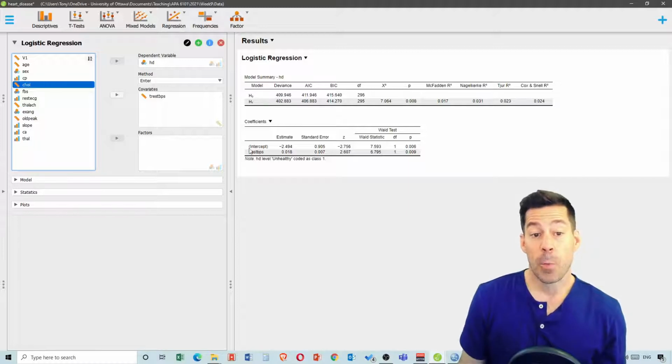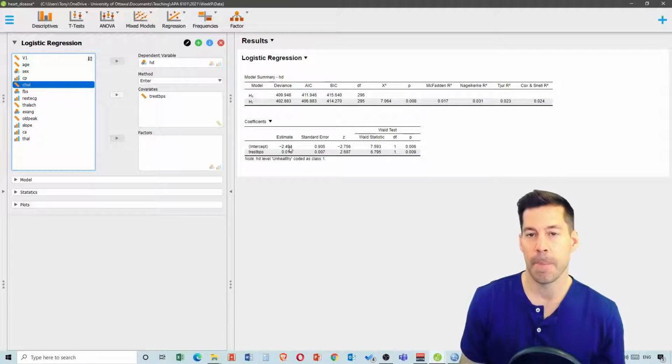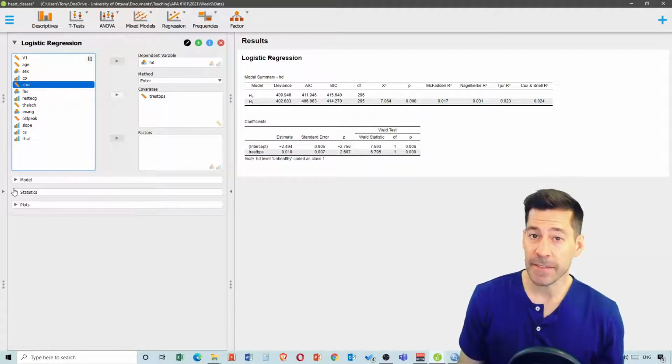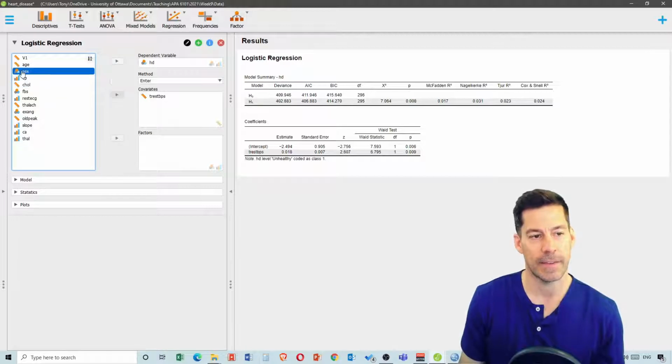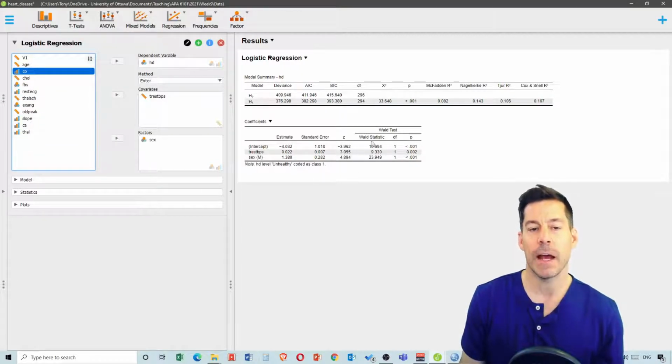We see that resting blood pressure gives us an estimate of 0.018 and our intercept of negative 2.494. And again, we can put that into our equation to be able to determine any potential probability of having heart disease at any resting blood pressure. Now, if I want to also add in sex as also another covariate, I need to put that one into factors down here because it's categorical in this case. So if I select that and put it into factor, we see it updates the model.